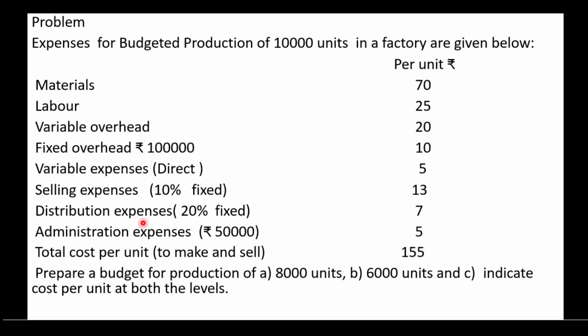And the next, distribution expenses, here the 20% is fixed. The cost per unit is rupees 7. So in the 7 rupees, the 20% is fixed, the remaining 80% is variable. And the next one, administration expenses, here rupees 50,000. So this 50,000 is the amount, so it is treated as the fixed overhead. The cost per unit is rupees 5. So this 50,000 is constant in all units.